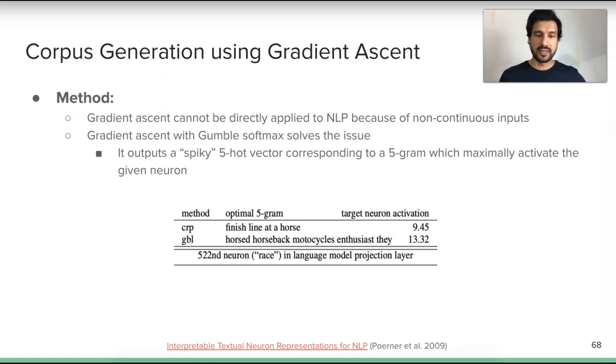But with the Gumbel softmax, they were able to generate those examples. And there you can also see motorcycles, enthusiasts, horseback, horses coming. And this gives a clearer relation of the neuron with a race neuron. It's not just limited to a horse, but it's a race neuron. So Gumbel softmax is quite helpful in generating these kinds of unseen patterns that a neuron is looking at.